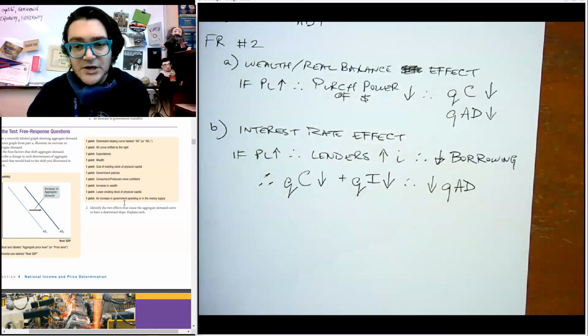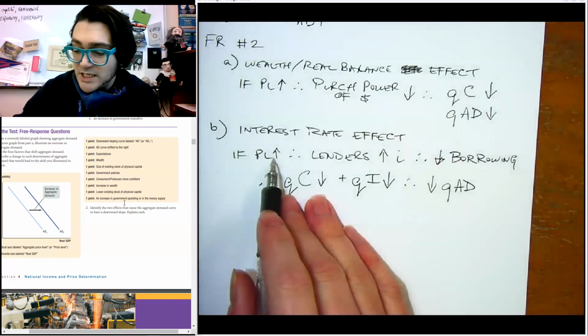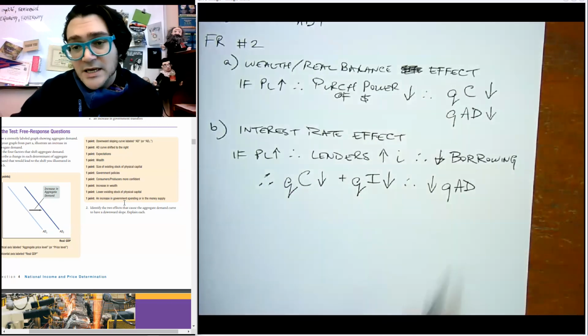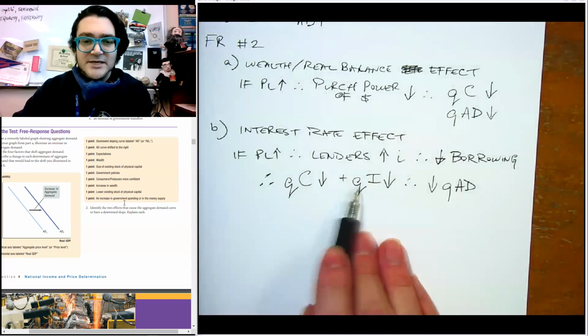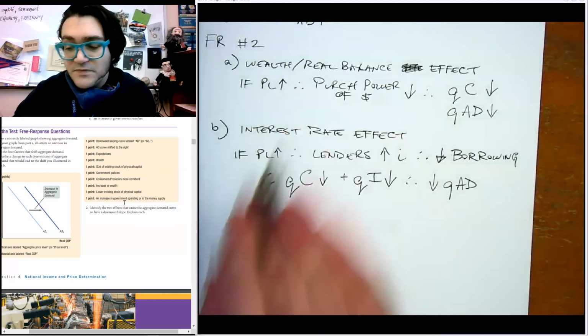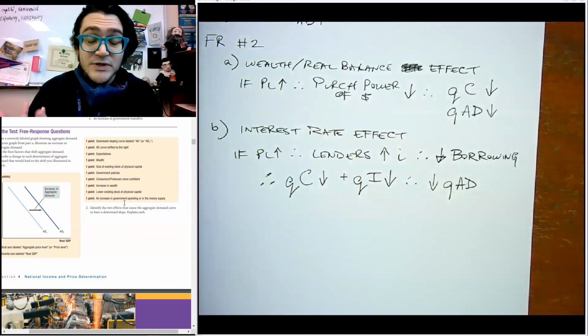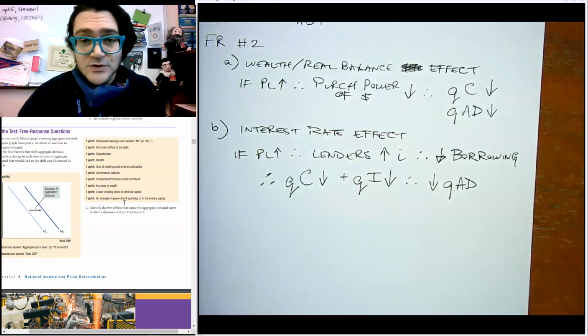And so we can see here that, once again, the price level goes up, the quantity of aggregate demand goes down, and this one is because of the interest rate effect on the quantity of consumption. Again, both of these are reasons why the aggregate demand curve is downward sloping. They are not the shifters, though, of aggregate demand.